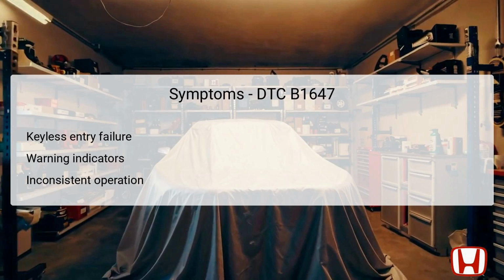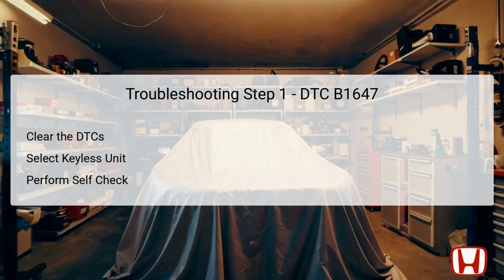The initial step in addressing DTC B1647 involves clearing the diagnostic trouble codes, DTCs, using the Honda Diagnostics System, HDS. Once the codes are cleared, the next task is to select the keyless access control unit from the One Push Start System menu in the HDS. Entering the self-check mode allows technicians to perform a preliminary assessment of the keyless entry system's functionality.